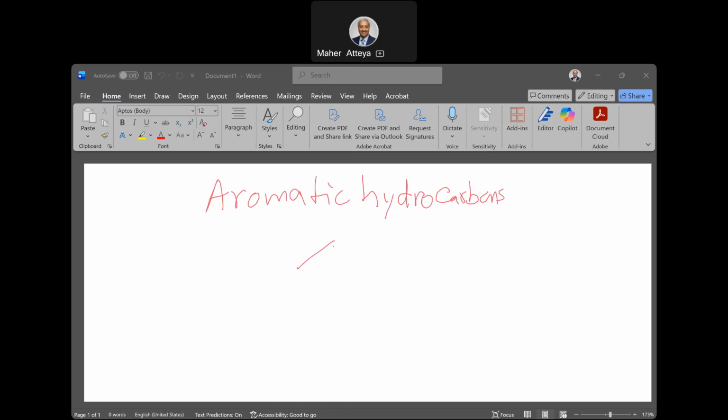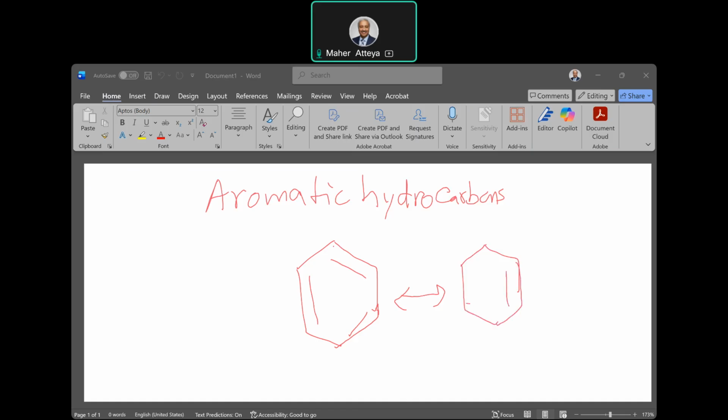The aromatic hydrocarbons have to have a benzene ring. A benzene ring has 3 alternating double bonds. Those are not localized, they are moving around. Because they are moving around, we give them a loop, to designate that those double bonds are moving around. So this is benzene, okay? Benzene.